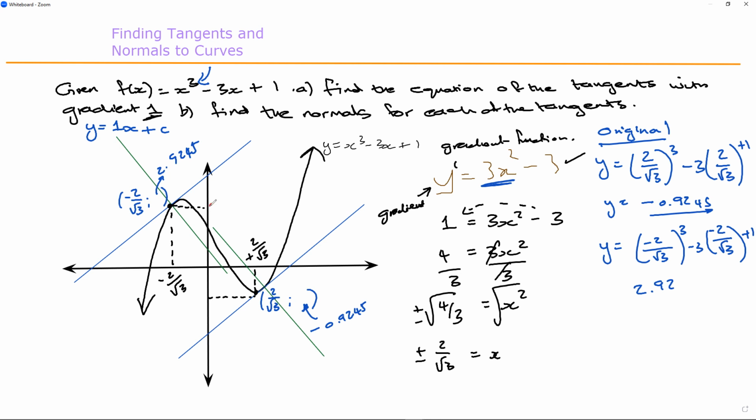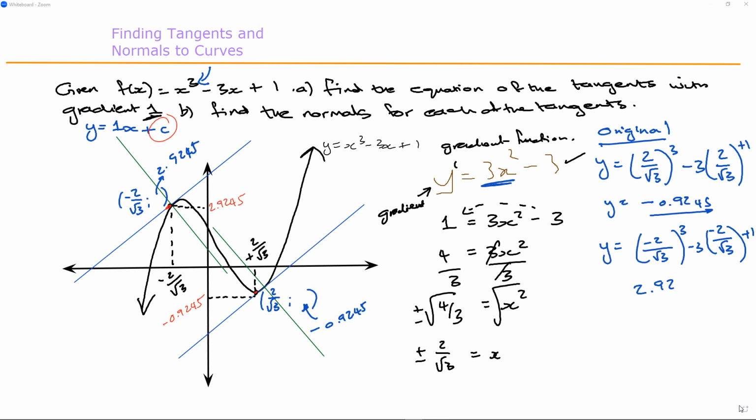So that's going to be 2.9245, and this is negative 0.9245 over there. And I now have enough information to find each of the corresponding c values. So let's go ahead and try and find each of those c values.